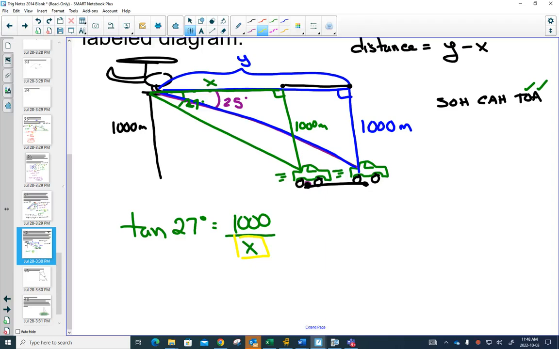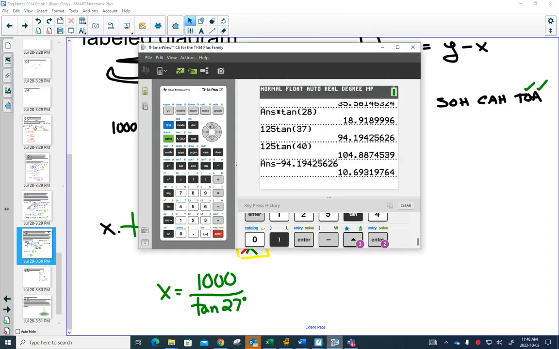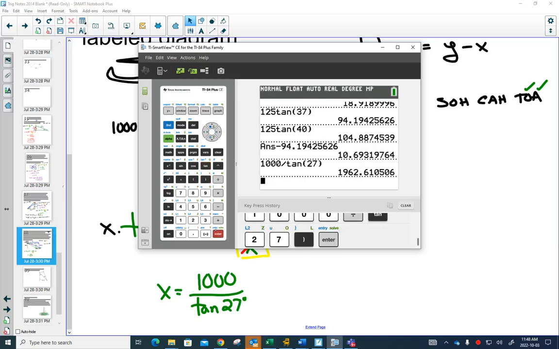And I want to get that x by itself. It's in my denominator, though. So this is the one where I first have to multiply both sides by x to get it out of the denominator. I would cancel those out. And then to get x by itself, I'd have to divide by the tan. 1,000 divided by tan of 27. Enter.